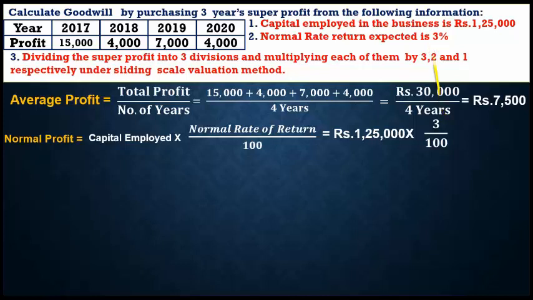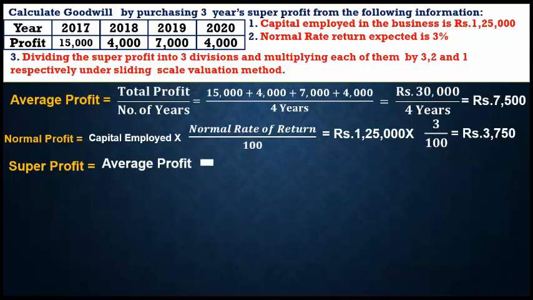Okay, now see what is the normal profit? Rupees 3,750. This is the normal profit. 3,750 means 1,25,000 into 3 divided by 100. Okay, super profit is equal to average profit minus normal profit.